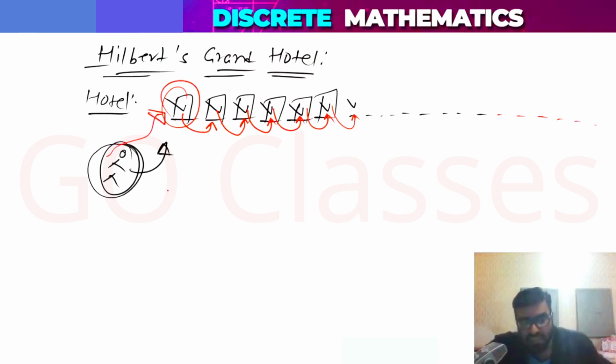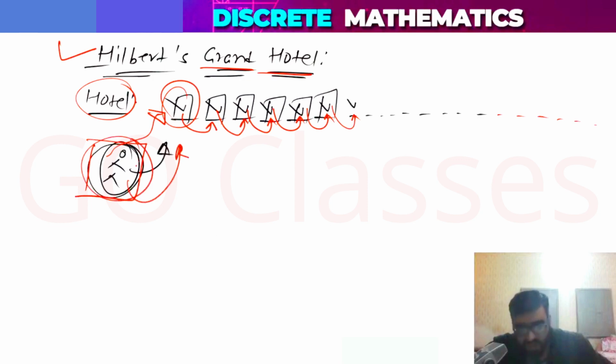So you can see that even though this Hilbert's Grand Hotel has an infinite number of rooms, and all these rooms were occupied, still I can give this new person a room. I can allocate one room. So this is why, when you are dealing with infinity, things are not intuitive.